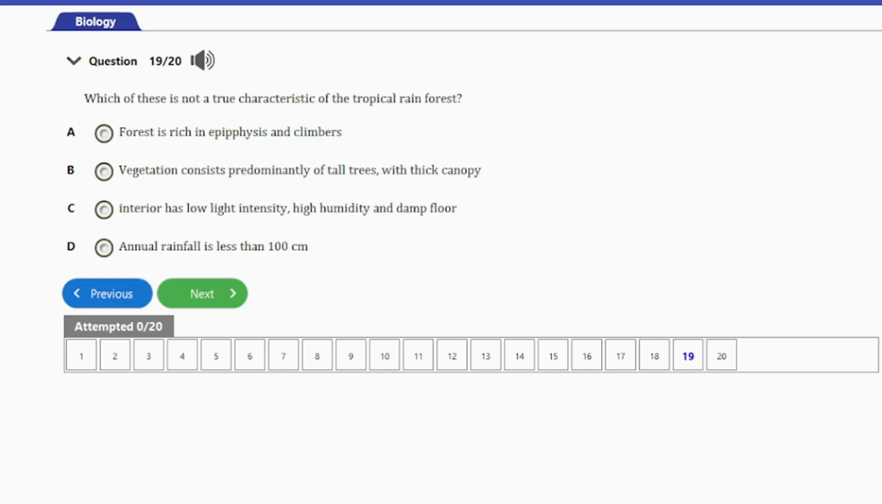Question number 19 here. It says, which of the following is not a true characteristic of the tropical rainforest? A. Forest is rich in epiphytes and climbers. B. Vegetation consists predominantly of tall trees with thick canopy. C. Interior has low light intensity, high humidity, and damp floor. D. Annual rainfall is less than 100 cm. So guys, the answer to this question is option D. Annual rainfall is less than 100 cm.